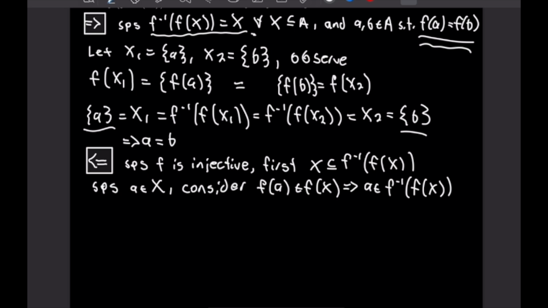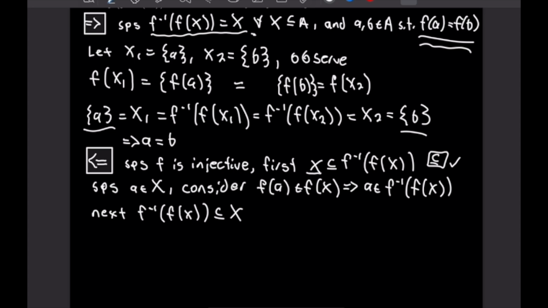But that's what we wanted to show. We wanted to show that we could take an arbitrary element from x and show that it was in the preimage of the image of x, which is what we did. Great, so that completes our forward inclusion there. So let's do the reverse inclusion. So next we will be showing that the preimage of the image of x is a subset of x.